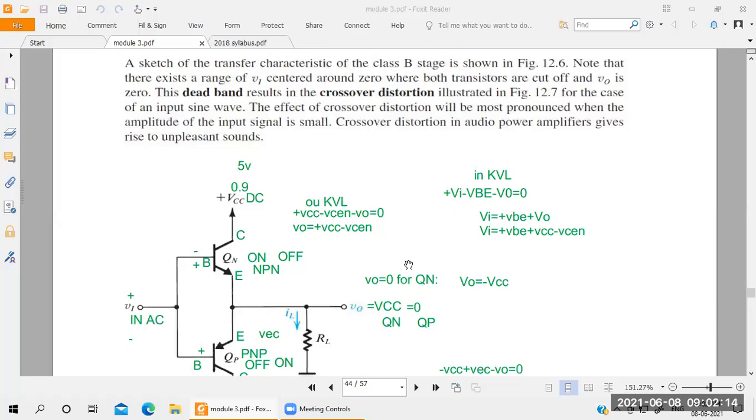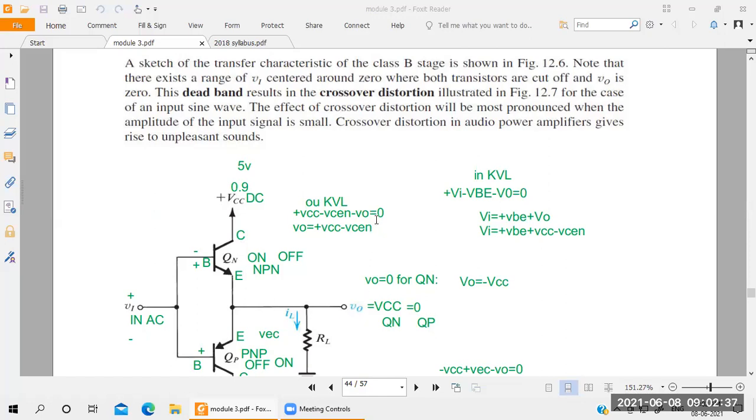Okay, apply the KVL here. Let's write the equation. So you take Q1 transistor, apply KVL for the output side. Output means which terminals? Collector and emitter. You take collector and emitter, apply the KVL: plus VCC minus VCEN, then minus V0. That should be equal to what here?